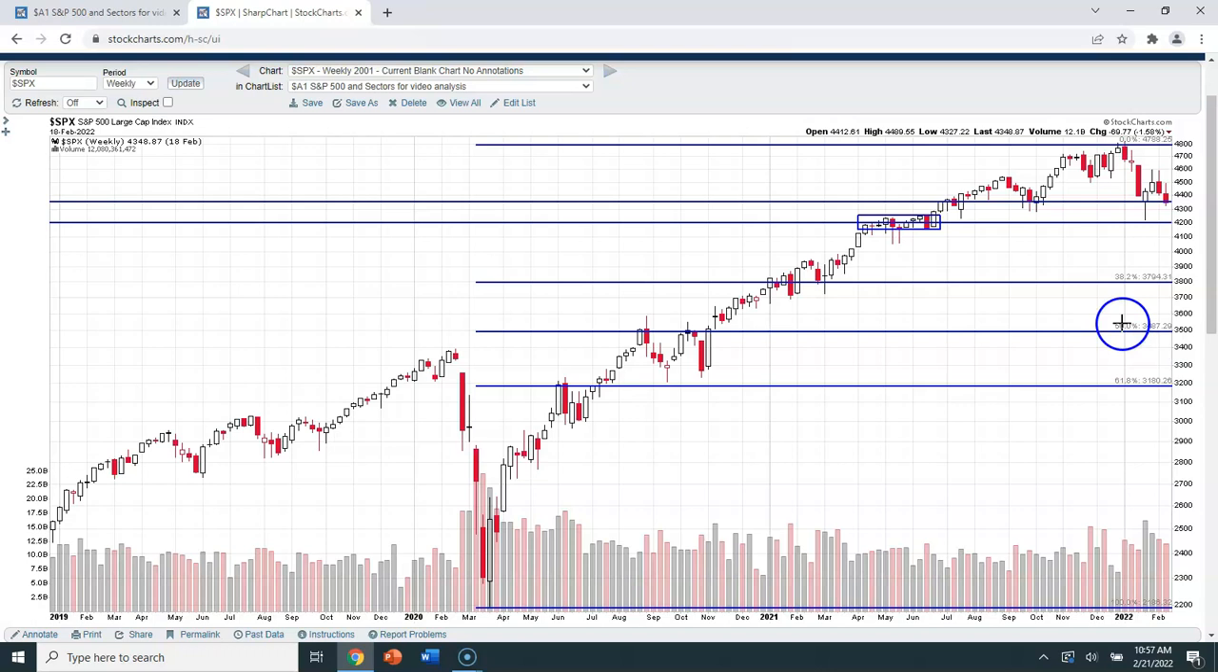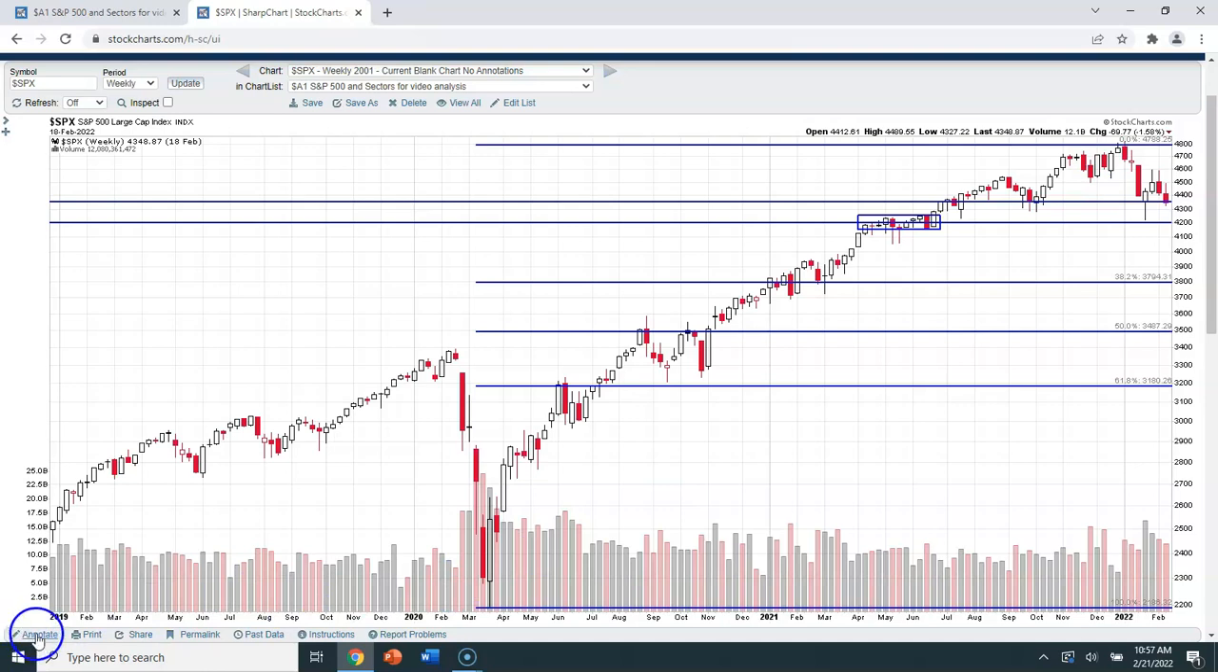Now, a 50% retracement of a prior move in technical work is kind of a standard number to look at. However, it's not a true Fibonacci number, all right? But 38.2, 50%, 61.8. So let's take a look. And what we're looking at here is the move that we had from the COVID lows in March of 2020 to the peak of the market back here.